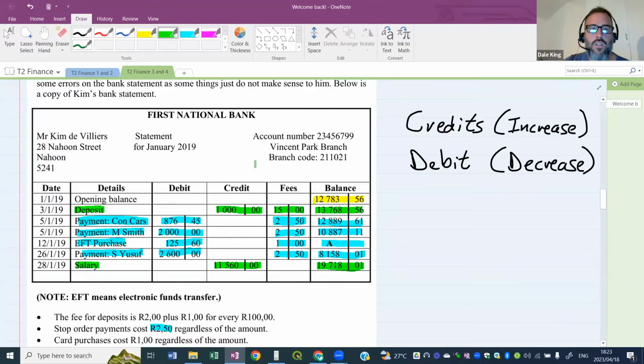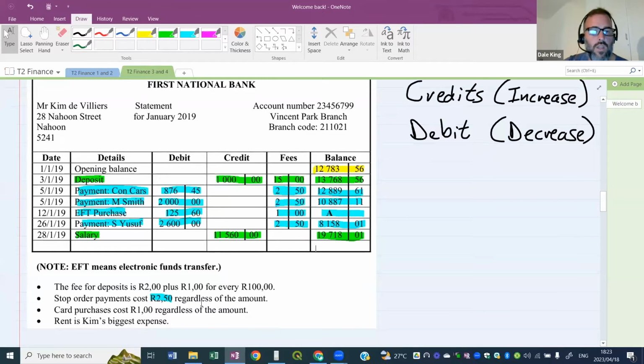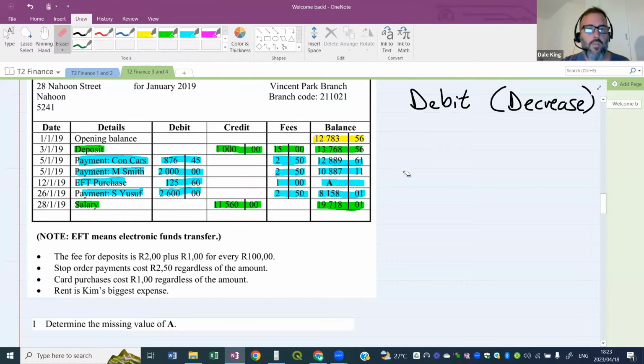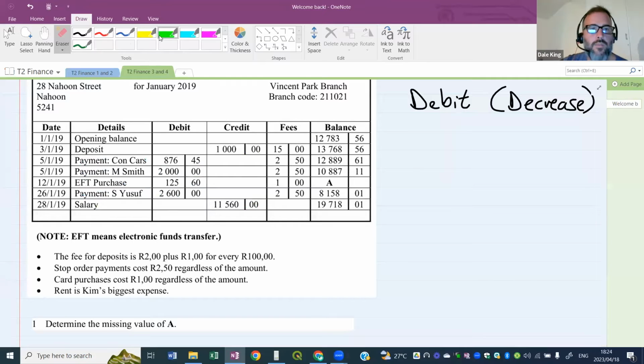So we've got the transactions, and we have the details and explanation of the fees. And now let's have a look at the questions. And when you do these questions, it will make a lot more sense. So let's have a look at the first one. All right. The first one, like Paul has already done, says determine the missing value of A. Determine the missing value of A. This is where you guys step in. I want you all to try this one. Have a look. What's happening in this line?